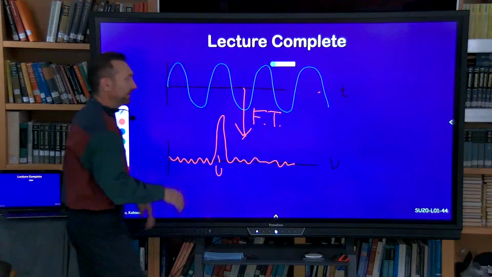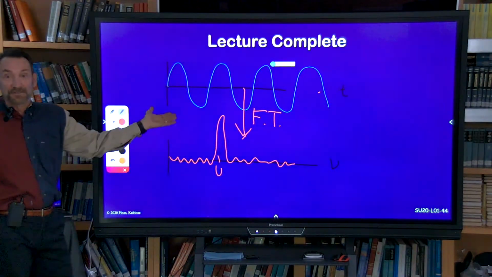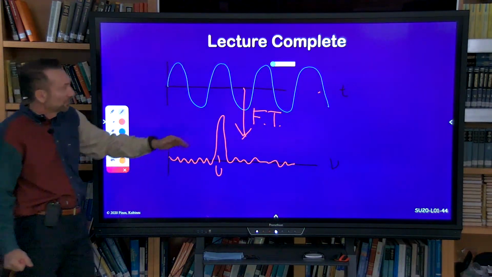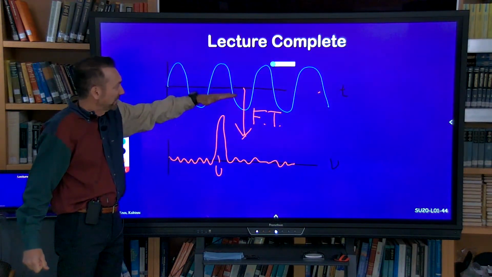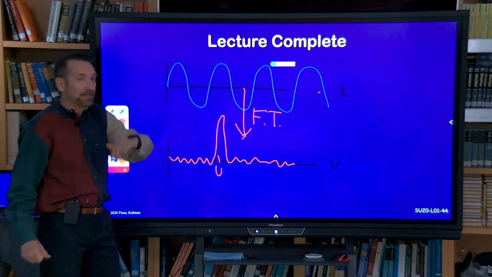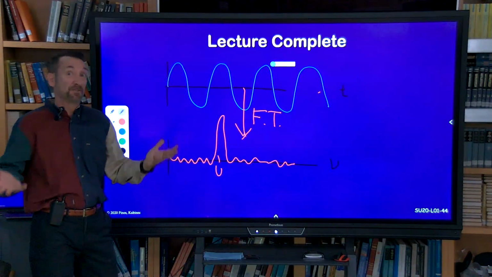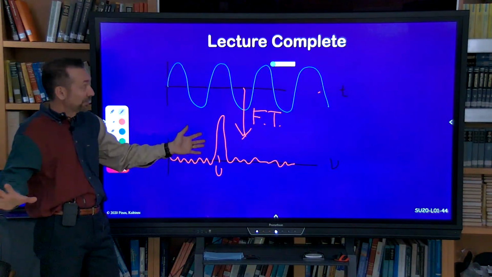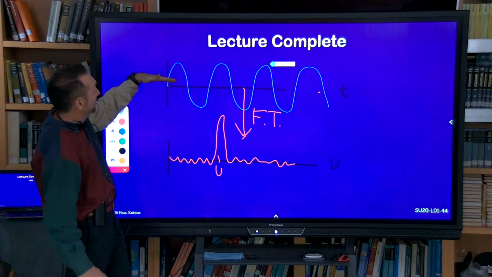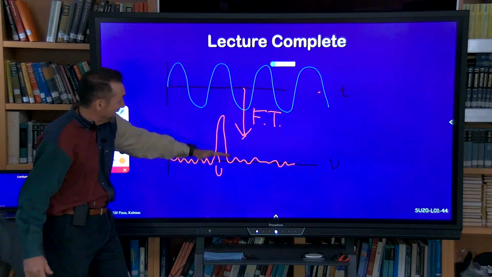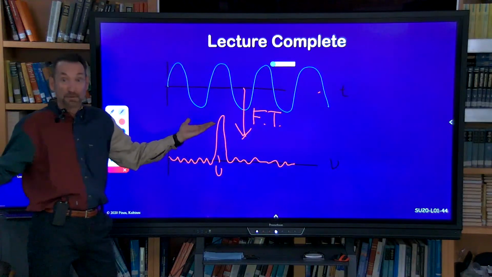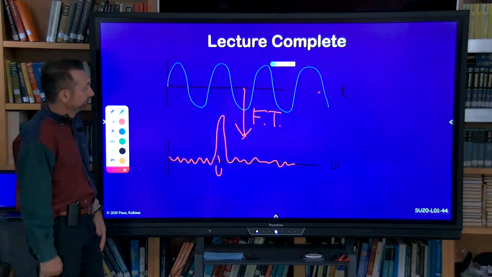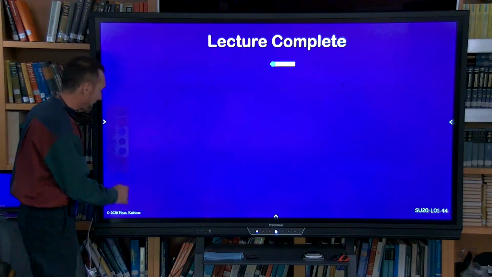You don't have to know any of that math. It's just all waves. You can do that with all waves. There's a relationship between frequency and time. They're called Fourier transform pairs. You don't have to know any of that. It's just, I want you to know that mathematically, you can do that with waves. Okay, so that's a lot we know about waves.